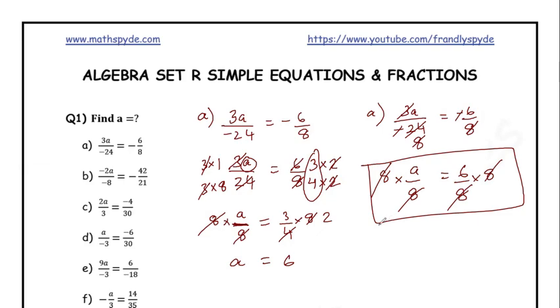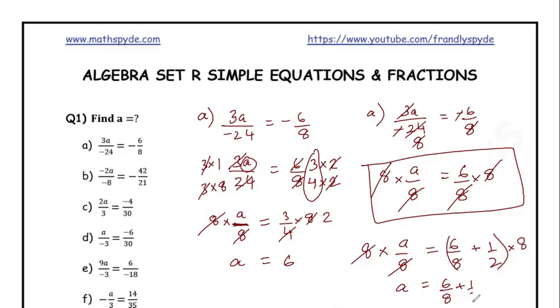Now remember, there are limitations to this way of canceling things. For example, suppose it was this and you had some plus half or something. Now you cannot cancel out 8 and 8, because there's this half out here. The right way of solving this is to multiply 8 on both sides, so this whole thing gets multiplied by 8. You know what I mean? So 8 and 8 go, and what you're left with is A is equal to 6 over 8 plus half, whatever that addition is, into 8. So whatever this answer is.